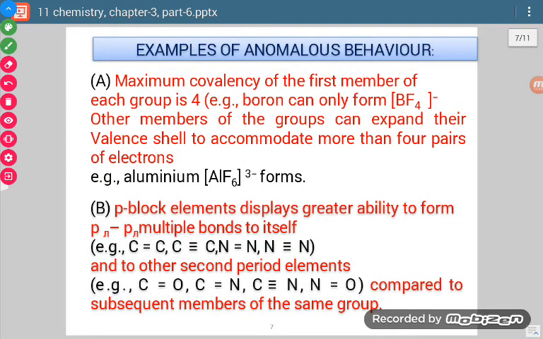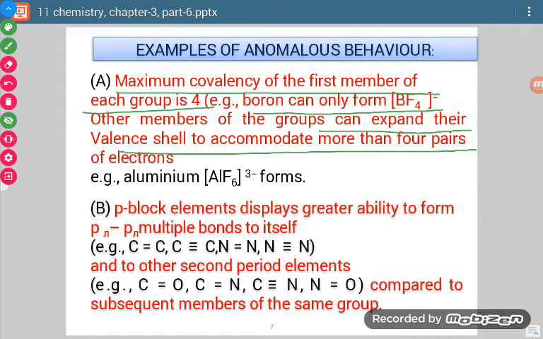Now let us see few examples. First is, maximum covalency of the first member of each group is 4. Okay, now for example, boron can only form BF4. We are talking about group 13. Okay, now other members of the group can expand their valence shell to accommodate more than 4 pairs of electrons. Just like, see, if I talk about boron family, then it is like this.